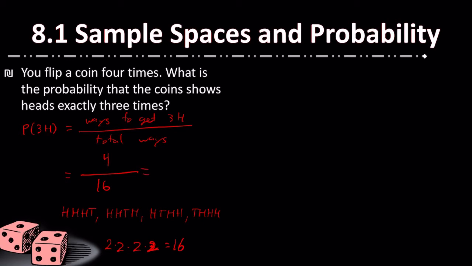Well, 4 over 16 is the same as 1/4, or 0.25. So is that likely to happen? Nope, not likely to happen.